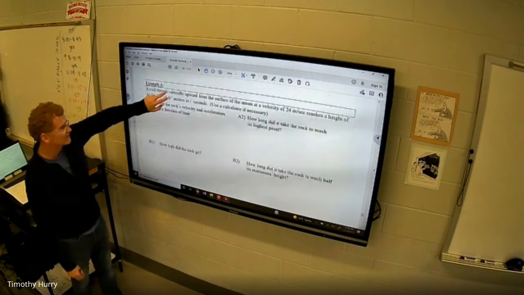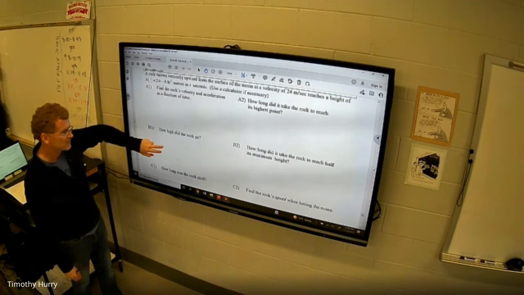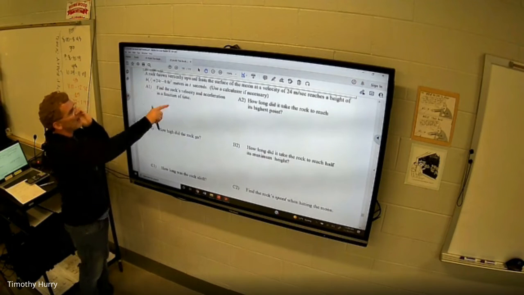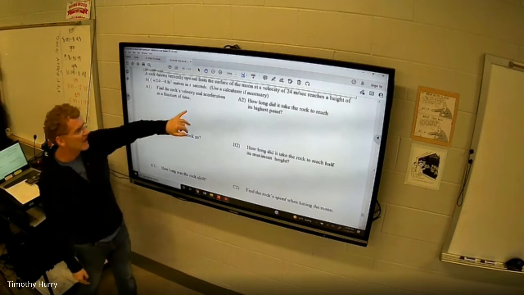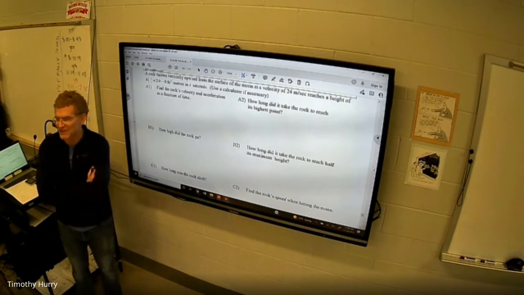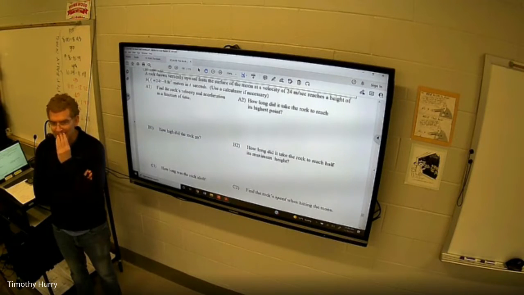Okay, what about this? Okay, let's look at this problem. I'm going to jump around a little bit, though. Here's a height problem. It says, how long did it take the rock to reach half the maximum height? Now, wait a minute. First thing, half the max means I need to know what? The max height. How do I find the max height again? When the velocity is 0.